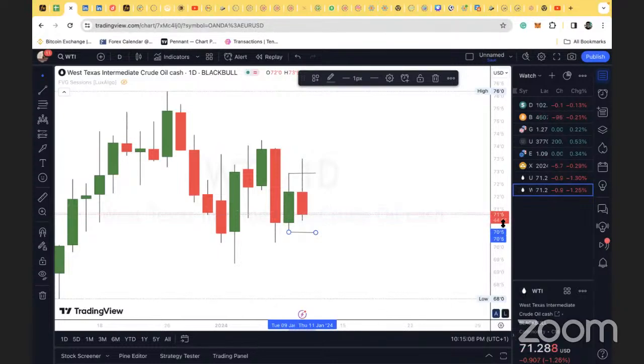$71.5. So if this candle ends below this, we are going downward. If this candle ends above this, we are going upward. If this candle ends in between, there's no direction. This market is going up and down. This market is ranging. So tomorrow, we don't have a direction on crude. It's going to dance in between the range. There is no clear direction for crude for tomorrow if this candle closes like this.